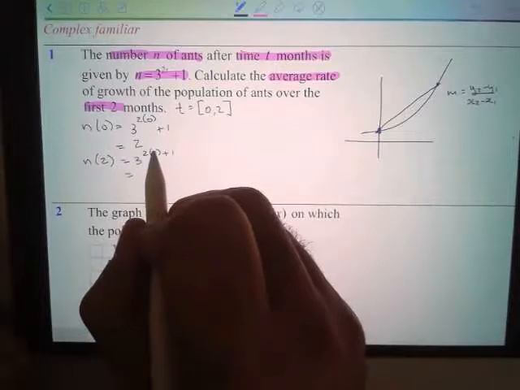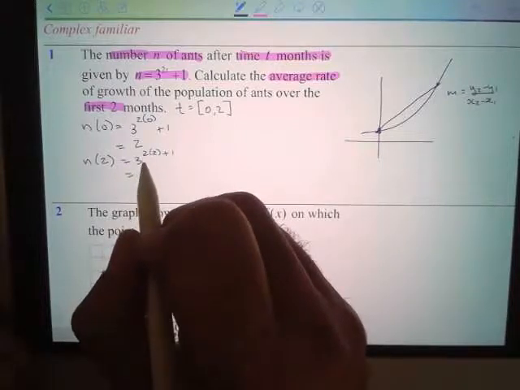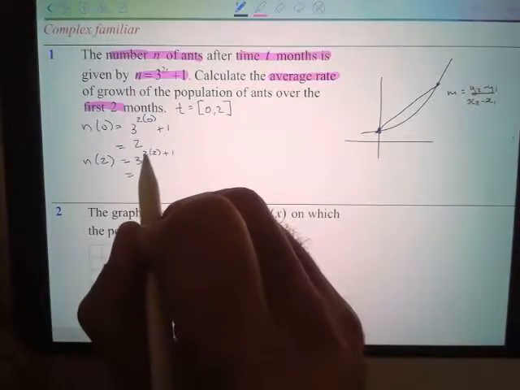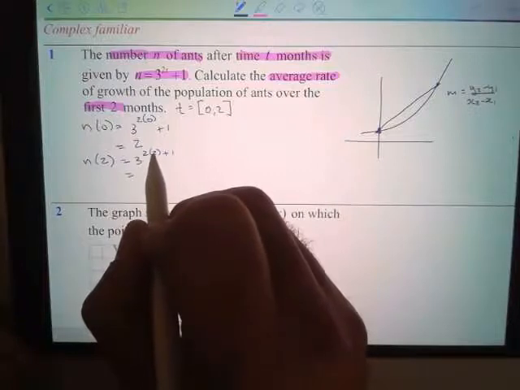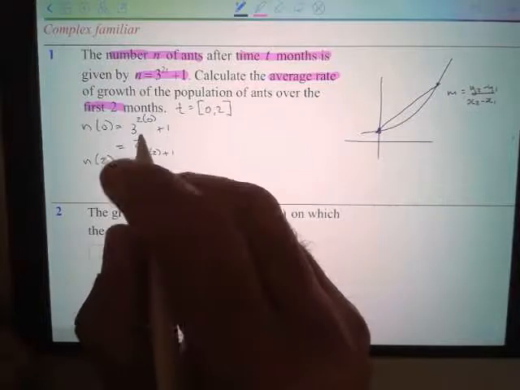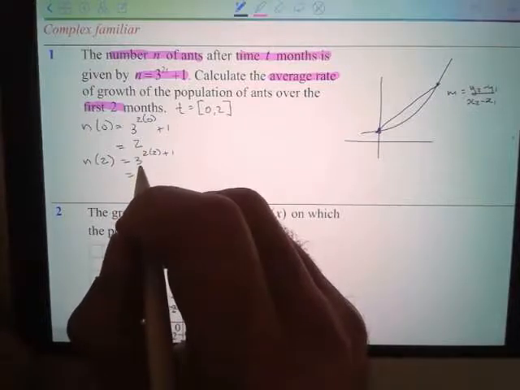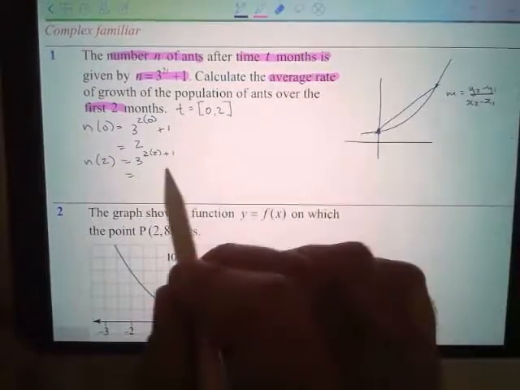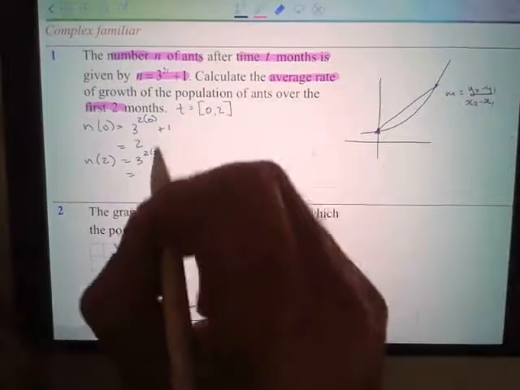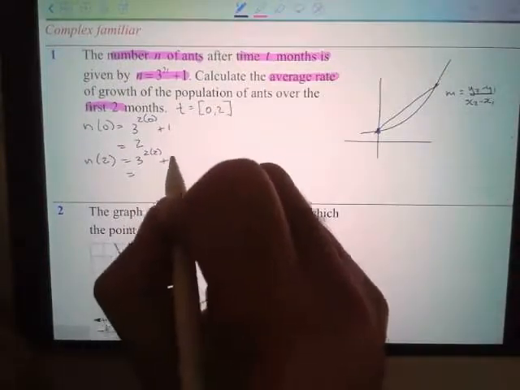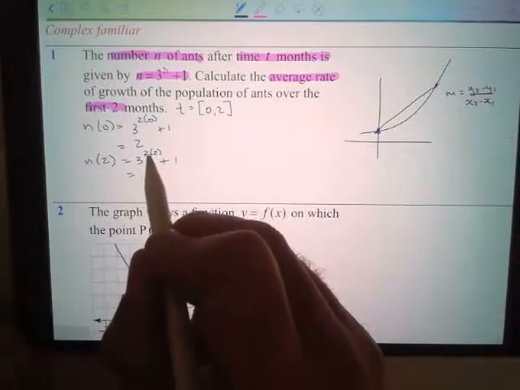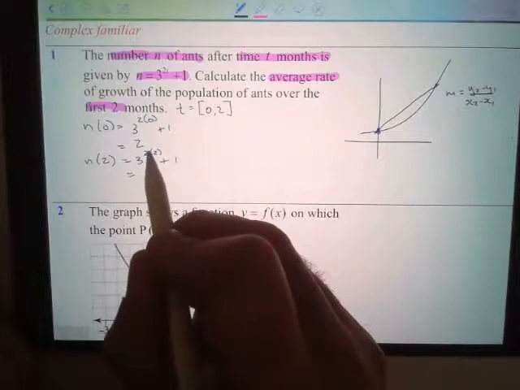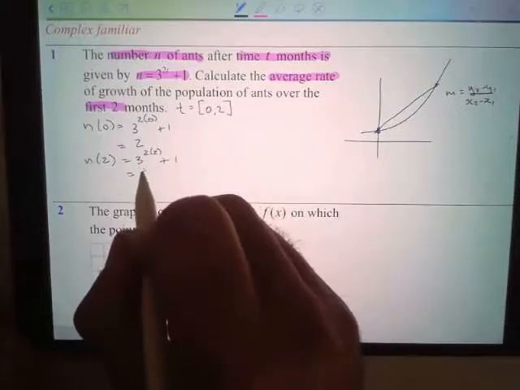2 times 2 is 4, 4 plus 1 is 5. No sorry, it's 3 to the power 2 times 2, which is 4. 3 to the power 4 is 81, and 81 plus 1 is 82.